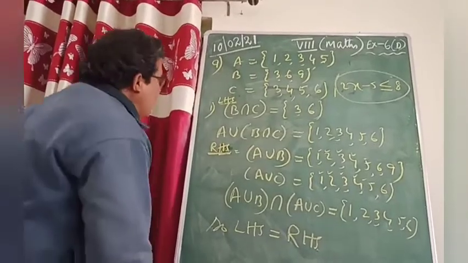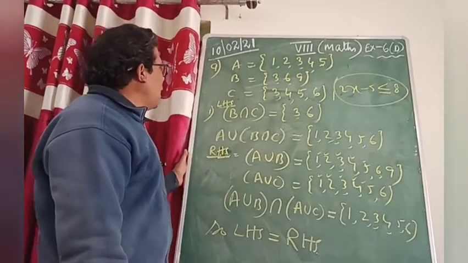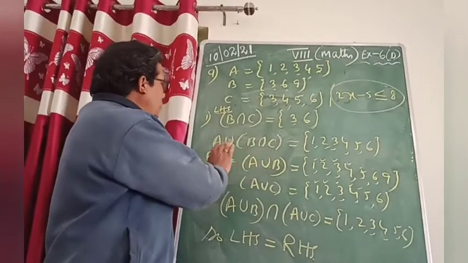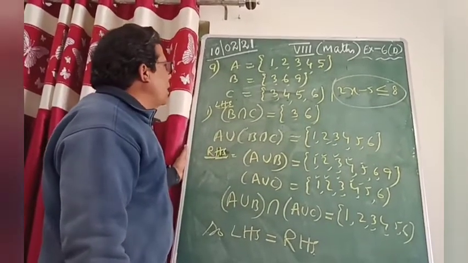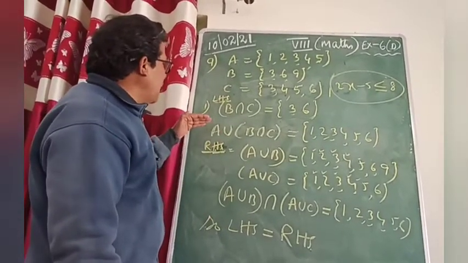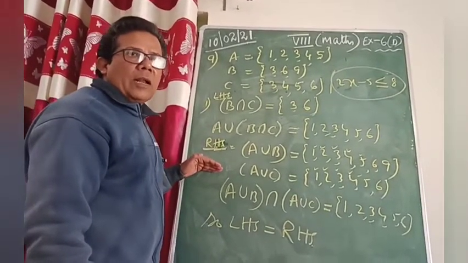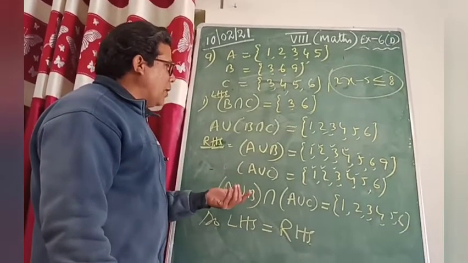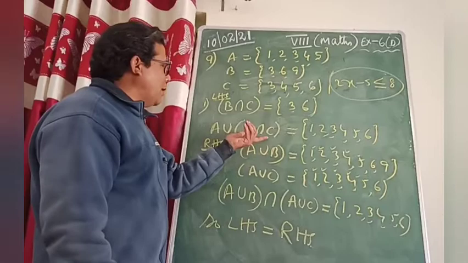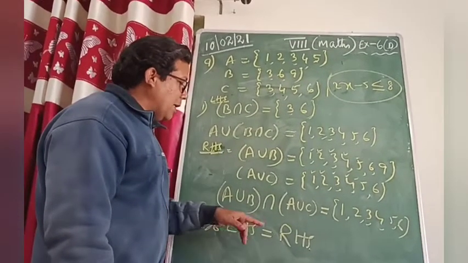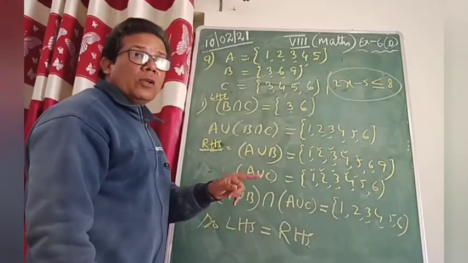After getting the elements, what you have to do here? Two sides are given there, beta. One is left hand side and one is right hand side. So I have found out all the values of the left hand side, and then I found out the values of the right hand side, and then I compare. After doing the calculation, the values of the left hand side are equal to the values of the right hand side. That is why left hand side is equal to right hand side. That is what we are supposed to prove.